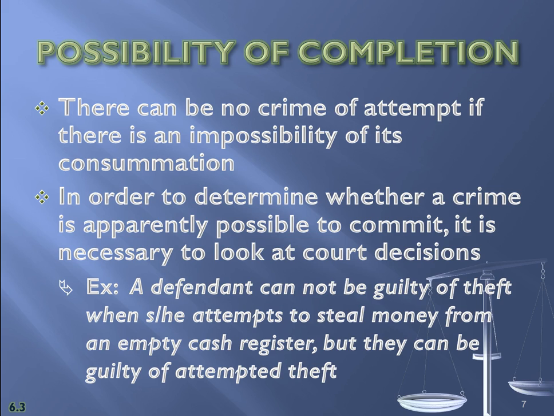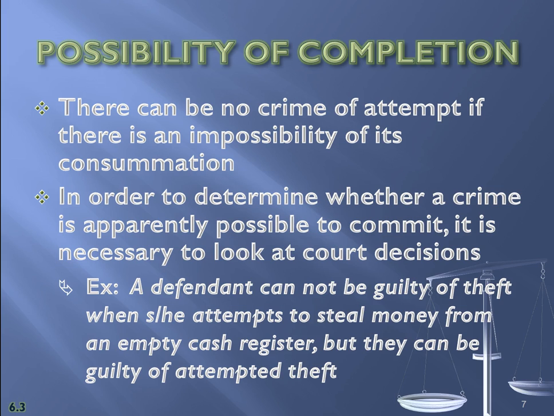So, in order to determine whether a crime is apparently possible to commit, it is necessary to kind of look at other court decisions. And those cases can actually help us kind of figure it out. So an example here, again, a defendant cannot be guilty of theft when he or she attempts to steal money from an empty cash register. But, okay, so here's the law part again. It's kind of weird, but just bear with me. They can be guilty of attempted theft.